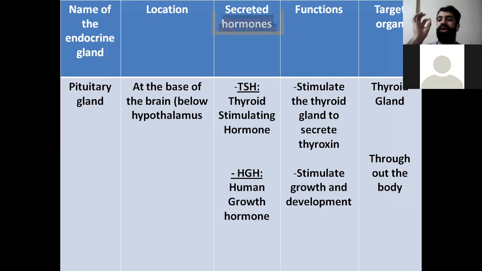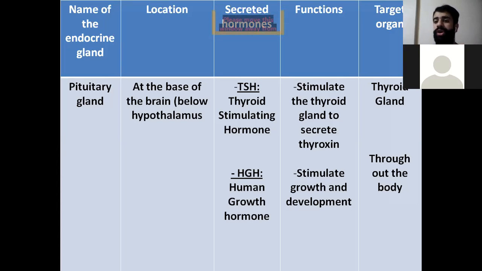You have to study the hormones secreted by the pituitary gland: TSH, thyroid stimulating hormone, and HGH. It's located at the base of the brain, below the hypothalamus. What is the function of the TSH? As its name indicates, it stimulates the thyroid gland to secrete thyroxine. Its target organ is the thyroid gland, which is found at the level of the neck.